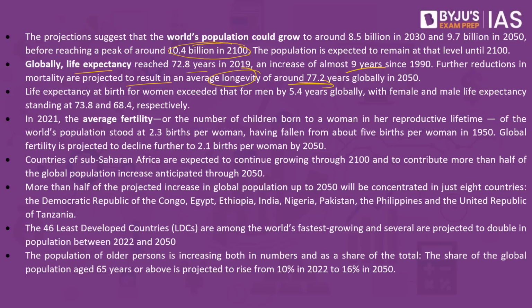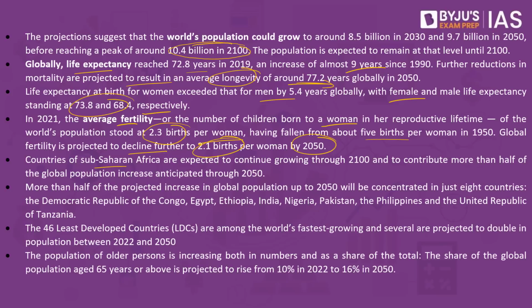Life expectancy at birth for women exceeded that for men by 5.4 years globally, with female and male life expectancy standing at 73.8 and 68.4 respectively. In 2021, the average fertility, or the number of children born to a woman in her reproductive lifetime, stood at 2.3 births per woman, having fallen from about 5 births per woman in 1950. Global fertility is projected to decline further to 2.1 births per woman by the year 2050.